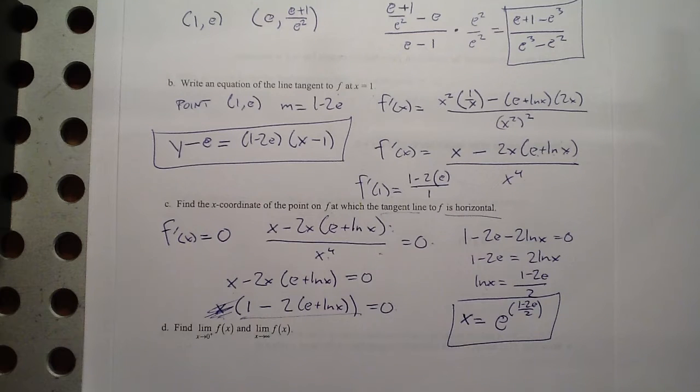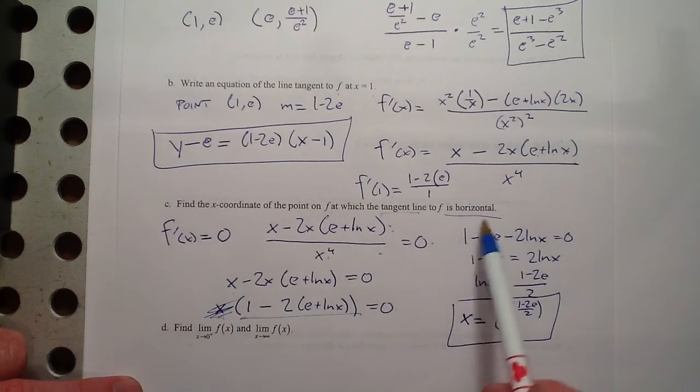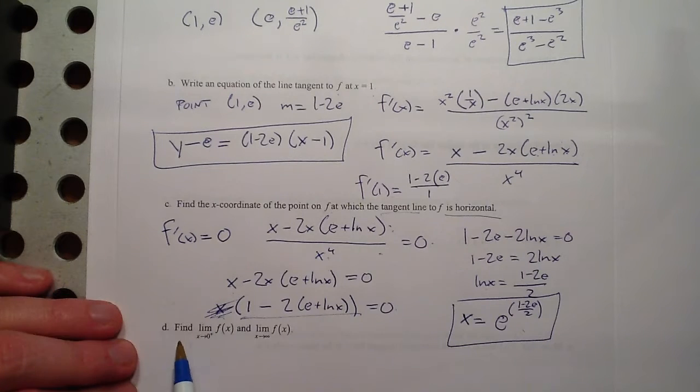That's crazy, but that's what it is. And we could confirm that, right? We could actually graph this and find where the tangent line's horizontal and find that it's equal to that value. It'd be a good exercise with your calculator to do that.